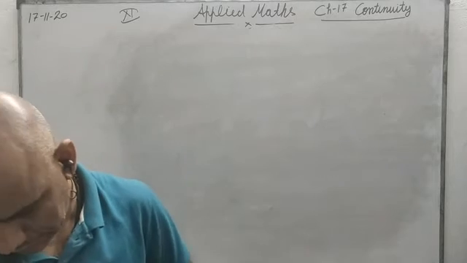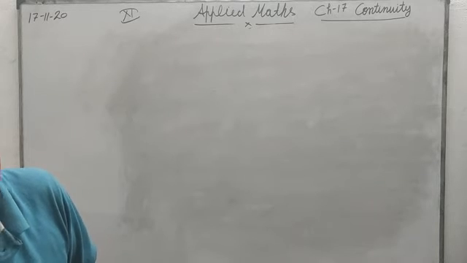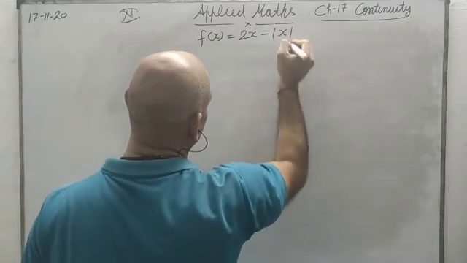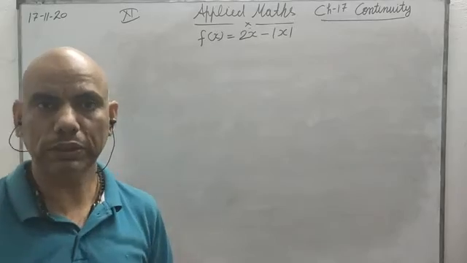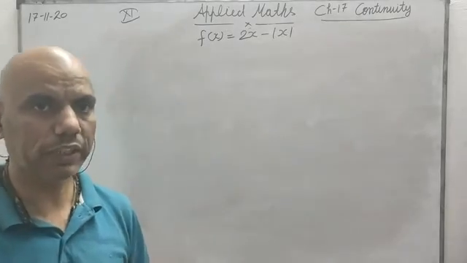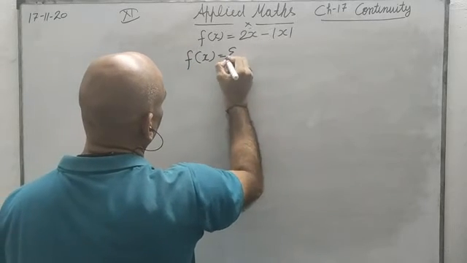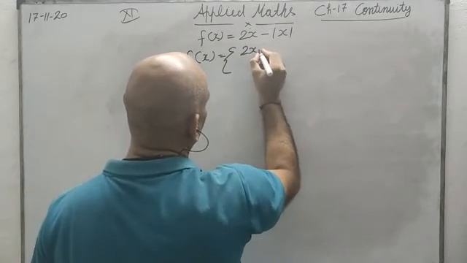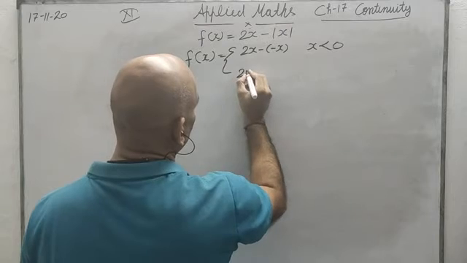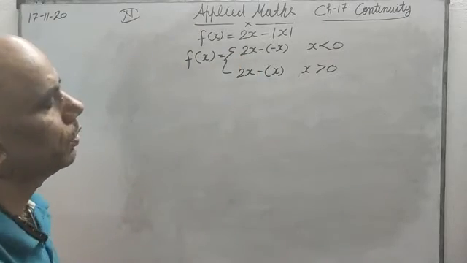So what question number 6 is saying is: show that the function is continuous at x = 0, and the function is given as f(x) = 2x minus modulus x. Once again the modulus is there. I told you that its value will be negative when x is less than 0 and positive when x is greater than 0. So redefine the function and write it like this: 2x minus (minus x) when x is less than 0, or 2x minus (plus x) when x is greater than or equal to 0.